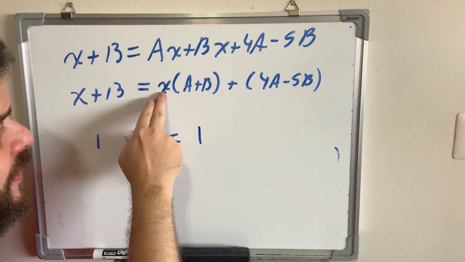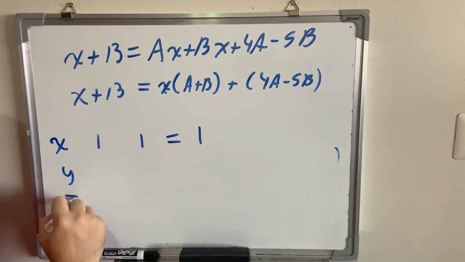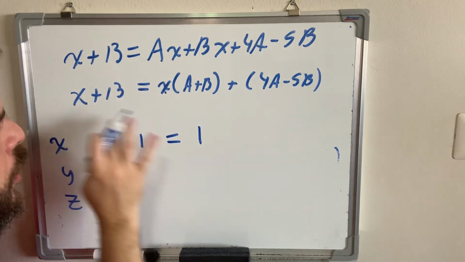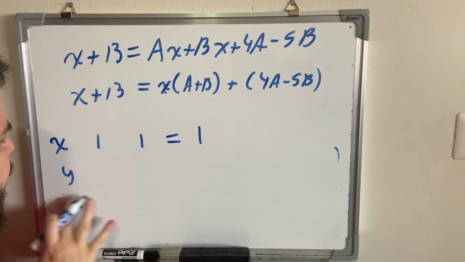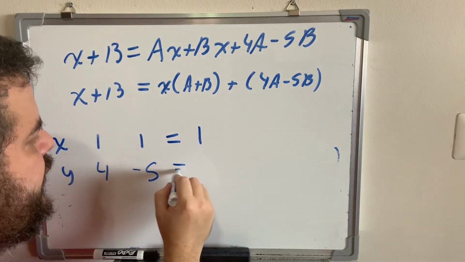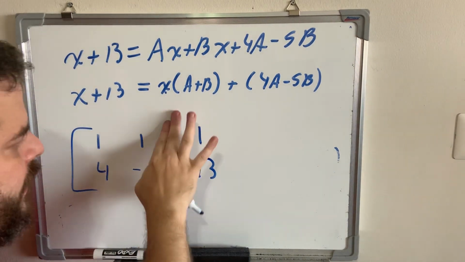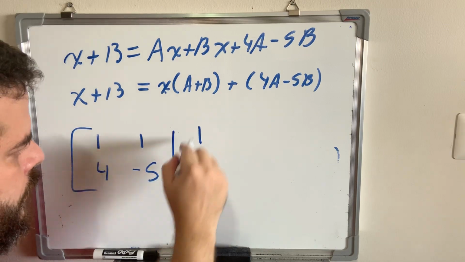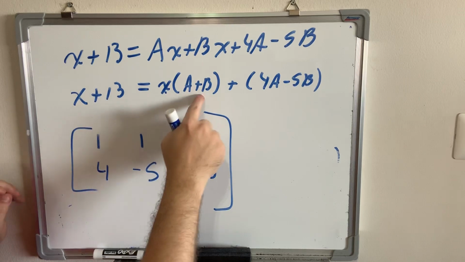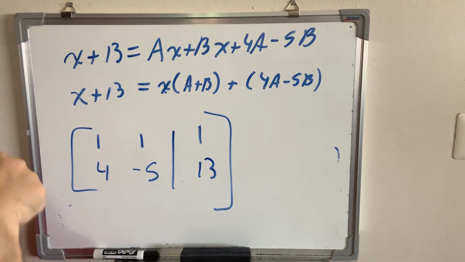Again, these are my x values. This is my x line, which is the first. Remember, usually it's x, y, z, etc. So the x values, which is 1 and 1, will be equal to 1. Now I'm going to use my y line. 4 and negative 5 is equal to 13. That is your augmented matrix. 1 plus 1 is going to be equal to the 1 part. 4 minus 5 is going to be equal to the negative 13 part.